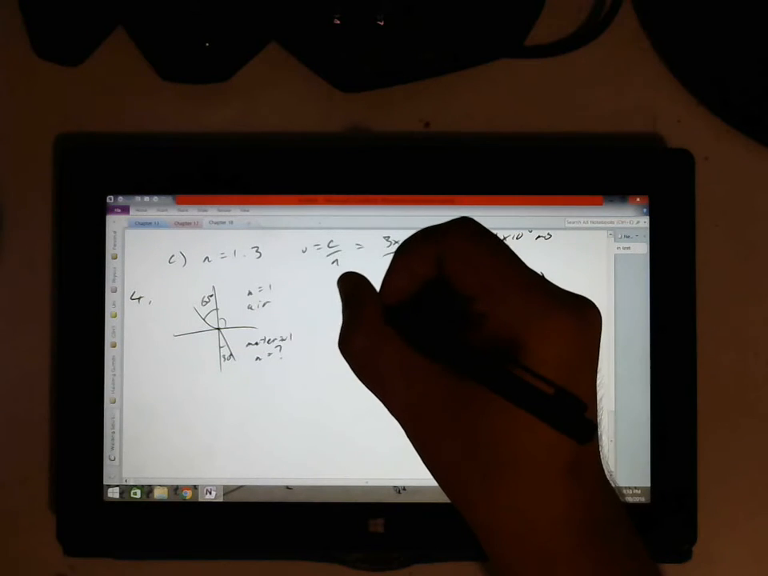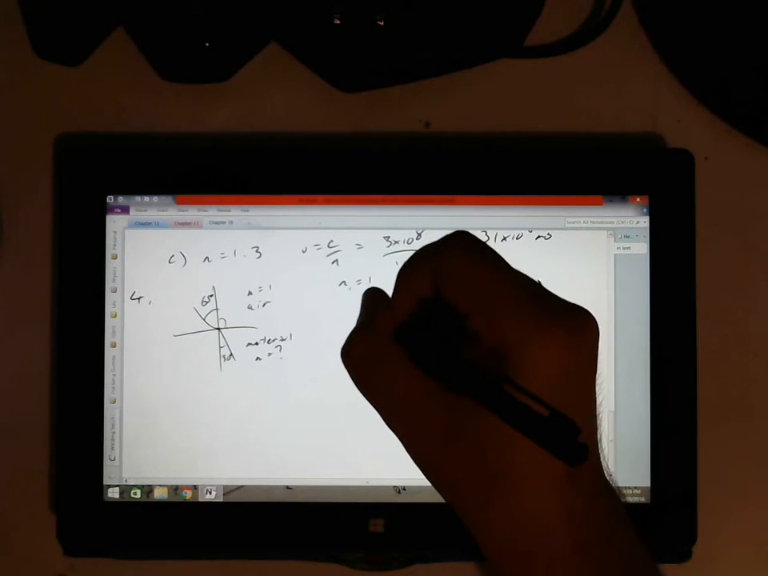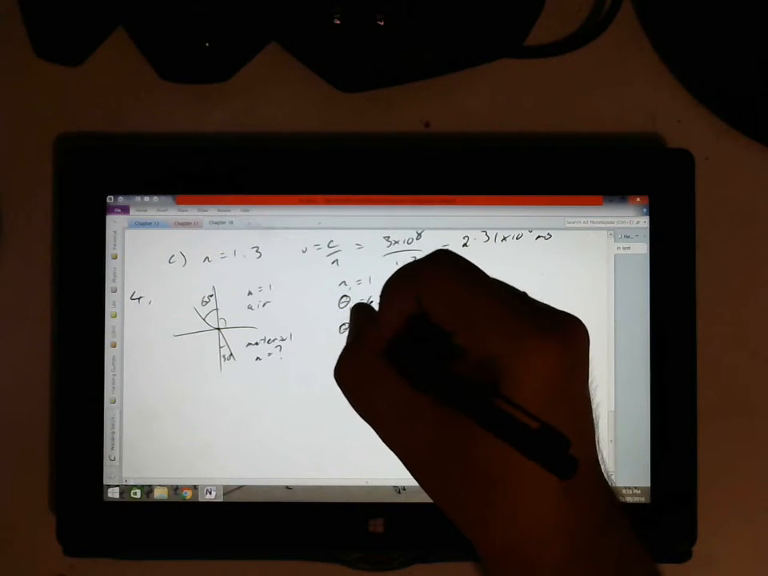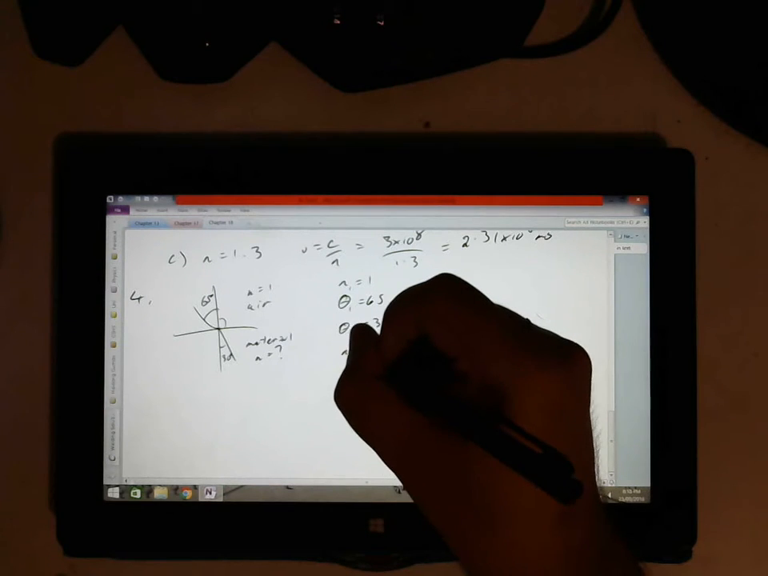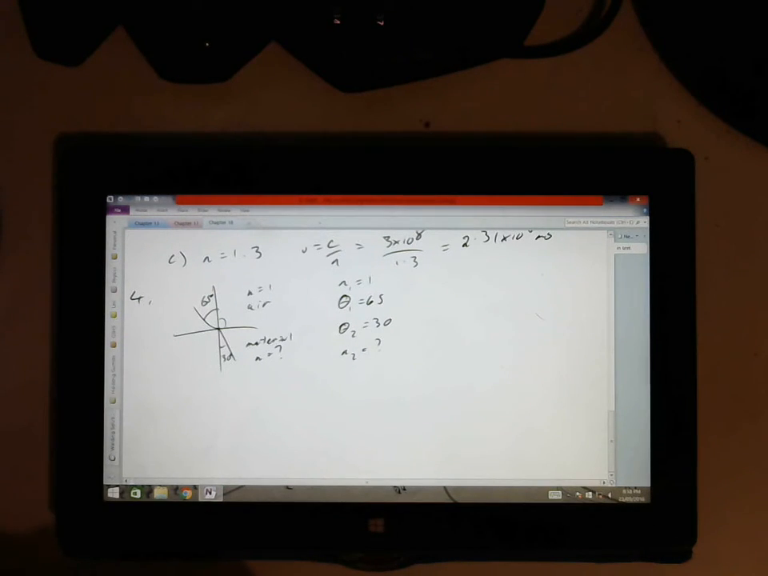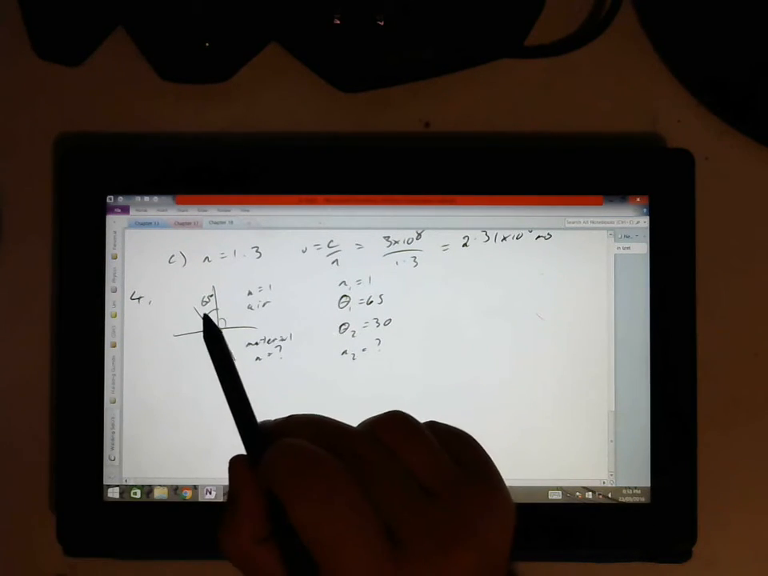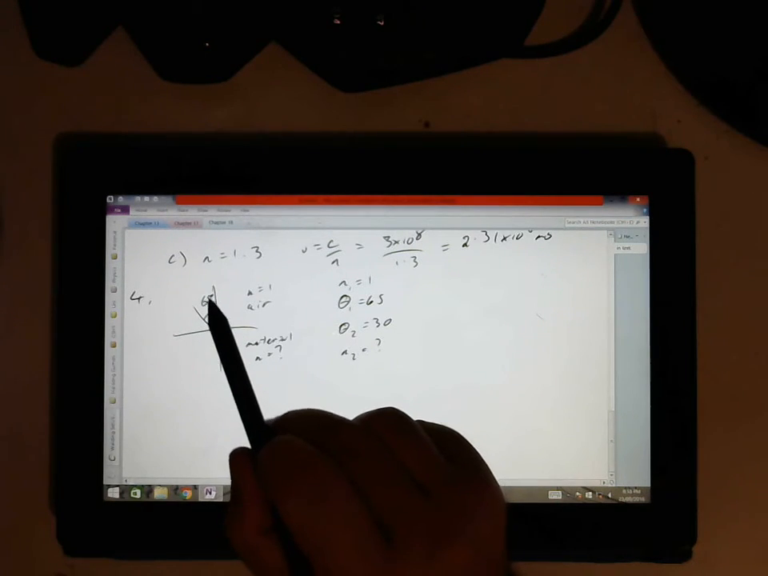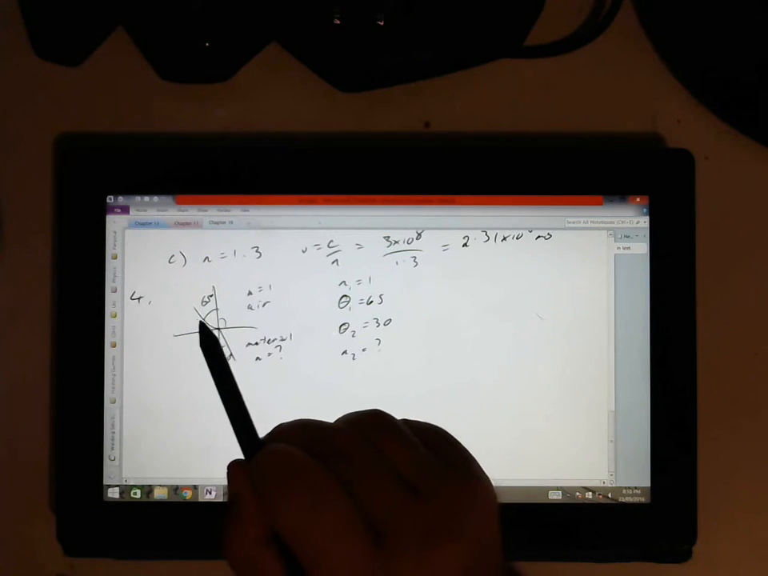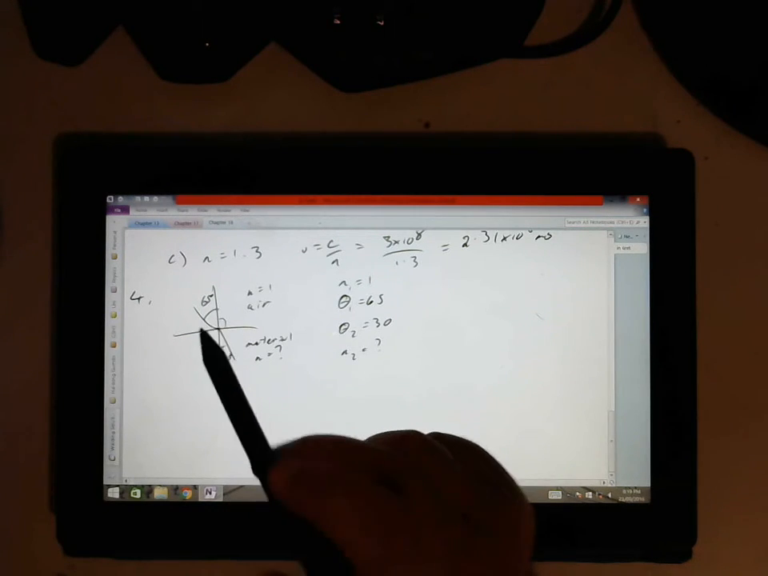Let's list off what we have. n1 equals 1, theta 1 equals 65, theta 2 equals 30, okay, and n2 equals, don't know. Remember though that in this case our angle is between the principal axis and the incident line, so the perpendicular line here, which we have. If it was down here, we would have to figure out what is the complement and use this angle.